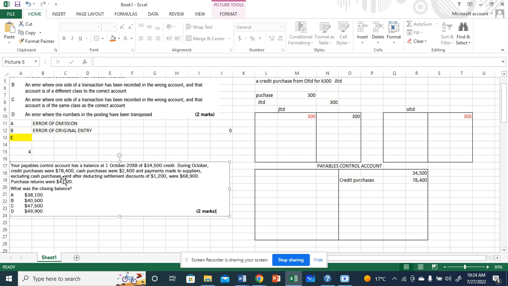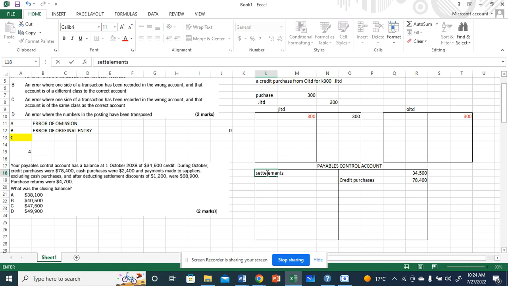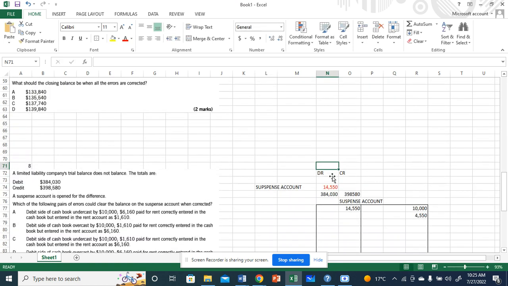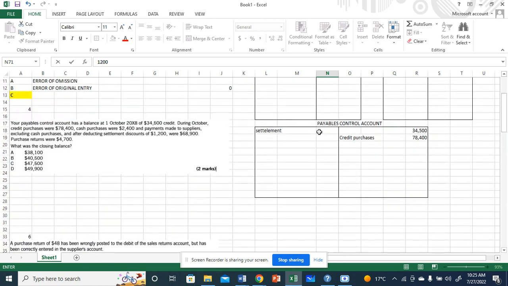All right. Then they've told us payments made to suppliers, excluding cash purchases and after deducting settlement discounts of 1,200. Remember, settlement discounts, contra entries, all right? Whenever there's a contra entry, you debit the payable and you credit the receivable. Both of them are reducing. So this contra, the settlement discount here, 1,200.